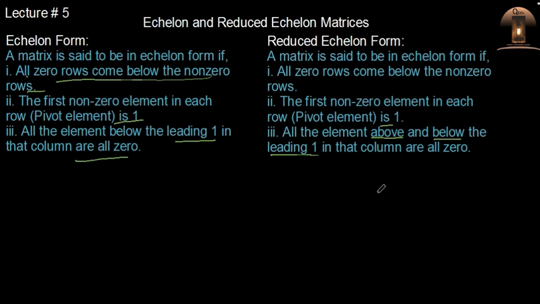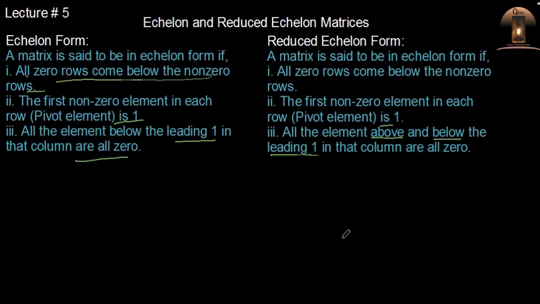So we can define a reduced echelon form of a matrix as one in which all the zero rows come below the non-zero rows, the first non-zero element in each row, called the pivot element or leading one, must be 1, and all the elements above and below this leading one in that column should be equal to 0. So these are called the echelon and reduced echelon forms.